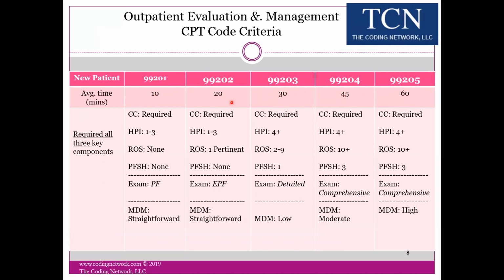These are just typical times. These were averaged out 20 years ago. They may or may not still be accurate, probably not. For example, if you had a 99204 because you met all the criteria, but then you looked at the time and it said it should take you 45 minutes, but you were able to do that in 30 minutes, that's okay. You're not penalized for being more efficient.